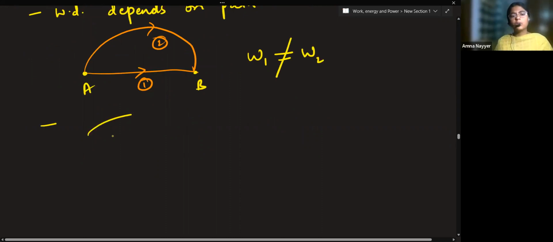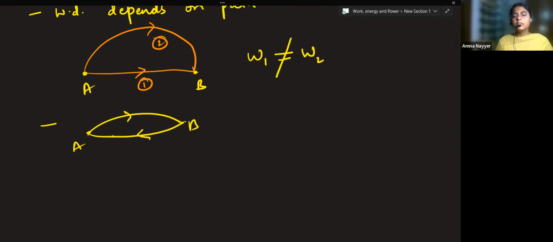So if it's a closed path, let's say A point is there, B point is there, and the body is reaching back to A point. So for a closed path, work done will be non-zero.